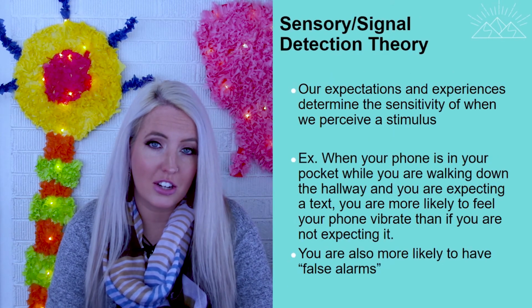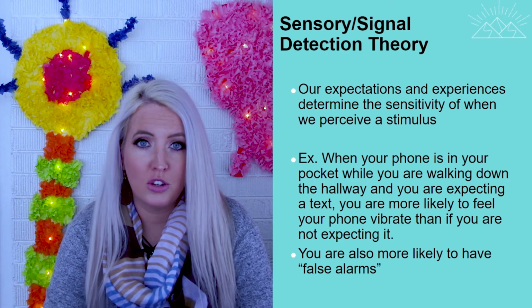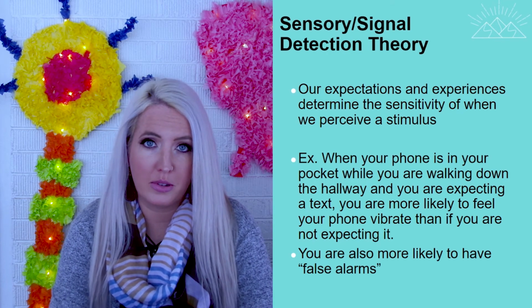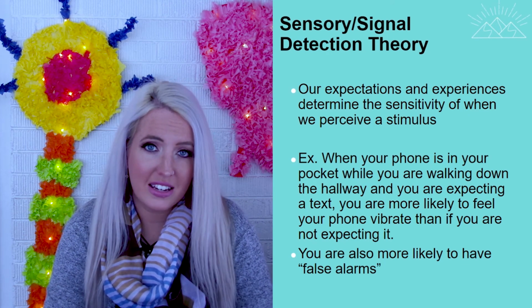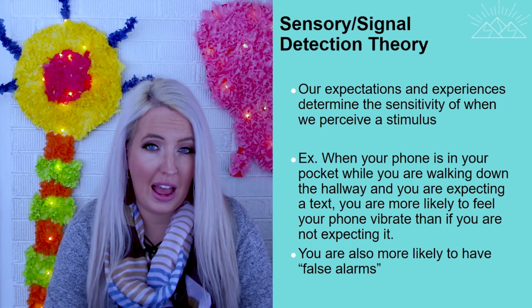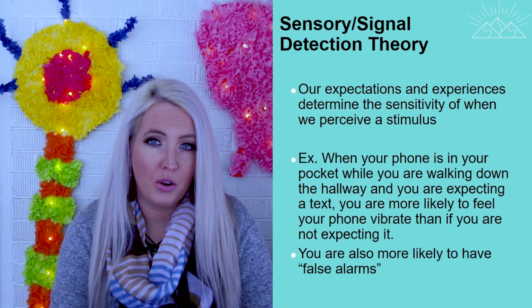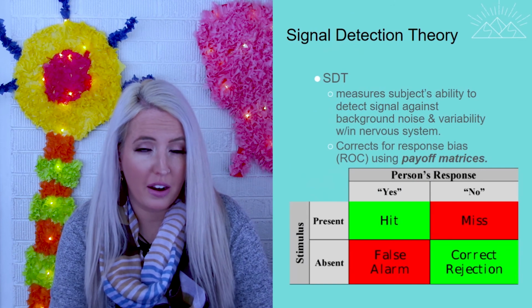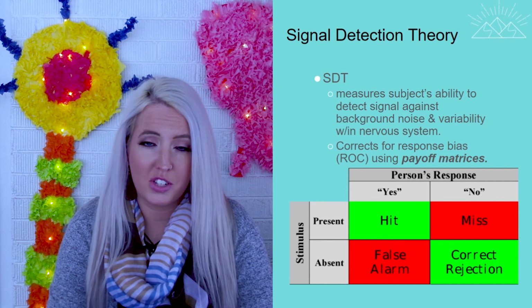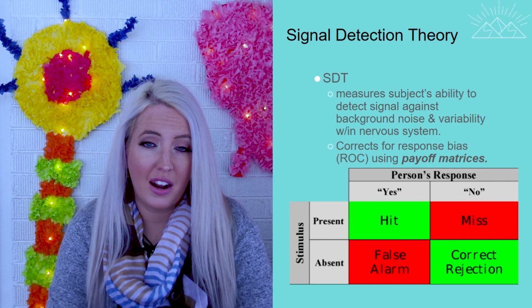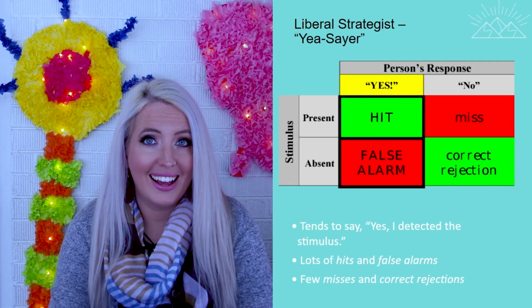So we can use signal detection theory to try and help understand and maybe even give someone an incentive to change their behavior to find what the true absolute threshold is. So signal detection theory sets up how often a person says yes to the stimulus being present, whether they're accurate or not, or no. Do they have a lot of hits, but also a lot of false alarms? Or do they have a lot of correct rejections, but also a lot of misses? If someone has a lot of hits and a lot of false alarms, we can call them a liberal strategist or a yay-sayer. If they have a lot of correct rejections, but a lot of misses, we can call them a conservative strategist or a naysayer.